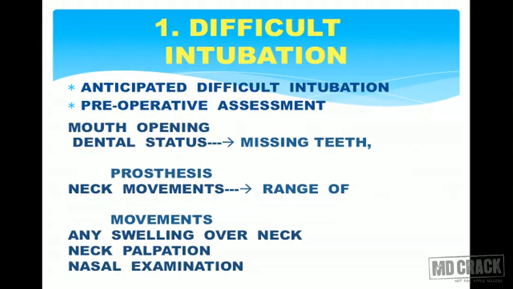Now talking about anticipated difficult intubation, in preoperative evaluation, as I said, you have to check for mouth opening, including dental status, missing teeth, prosthesis, look for neck movement, range of the movements, whether it is more than 90 degrees or less than 90 degrees. This has been talked about before in the previous module on preoperative evaluation. Also look for any swelling over the neck, palpation, examination of the nose, any nasal problems, nasal polyps, because all these things add up together and ultimately can lead to difficult intubation.